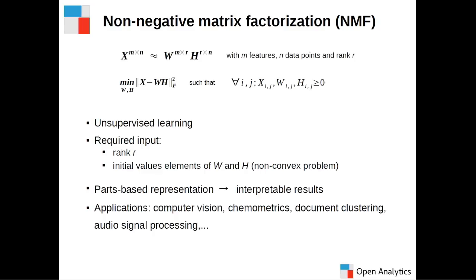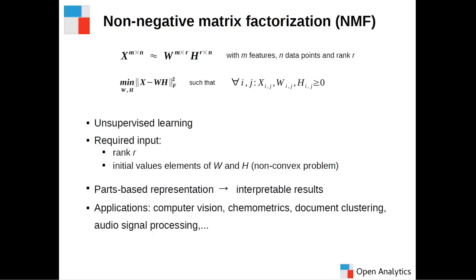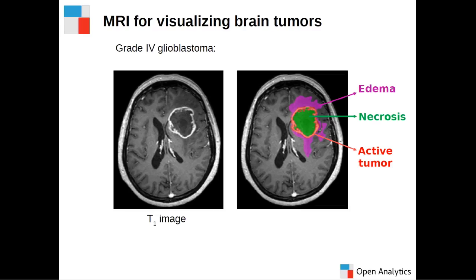Whereas, for instance, in PCA, you would impose orthogonality of your principal components, here the only constraint that you impose is that all the elements of all the matrices are non-negative. It's an unsupervised learning technique, which means that you can apply it without any training data. As an input, you require a rank R, which basically tells you how many components you're looking for.